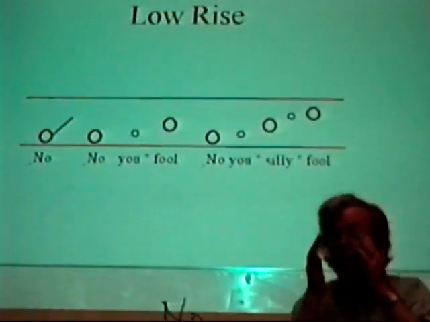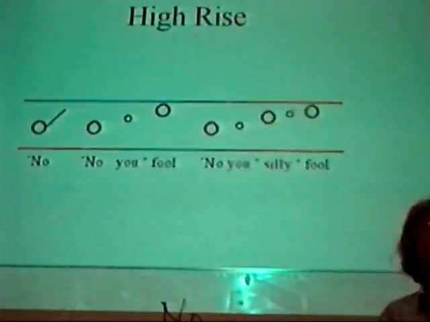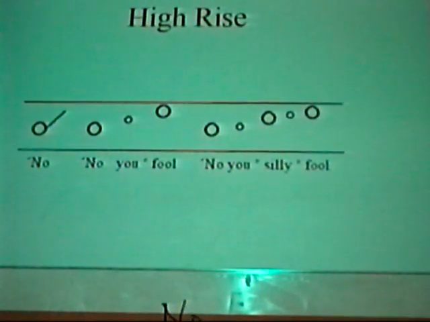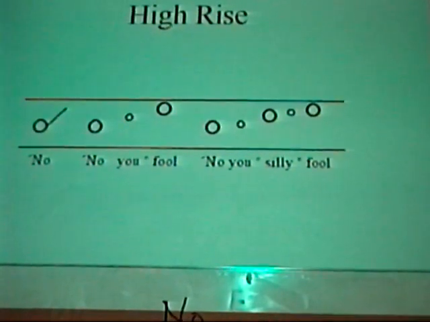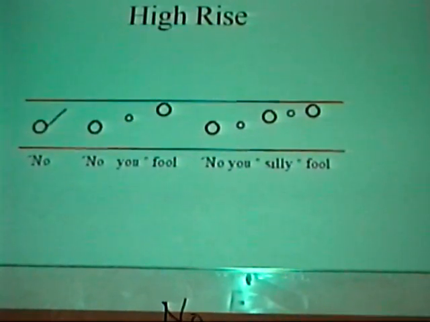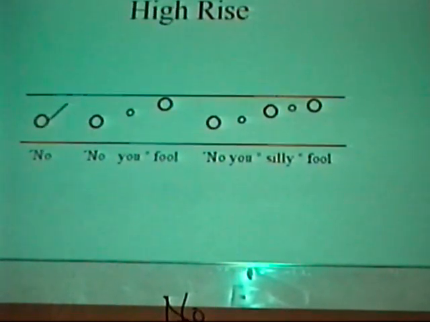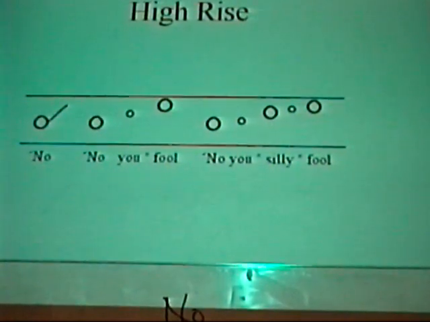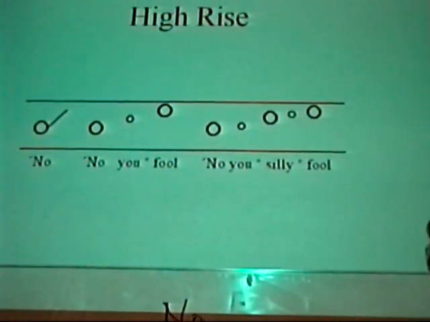As you might expect, we can change the starting point of that rise if we want, and we can do a high rise. So instead of "no", which is a low rise, we have "no", a high rise. And instead of "no, you fool", which is a low rise, we have "no, you fool", a high rise. And instead of "no, you silly fool", low rise, we have "no, you silly fool", a high rise. So the high rise doesn't start right down at the bottom, it starts somewhere round about the middle pitch of a speaker's voice range.